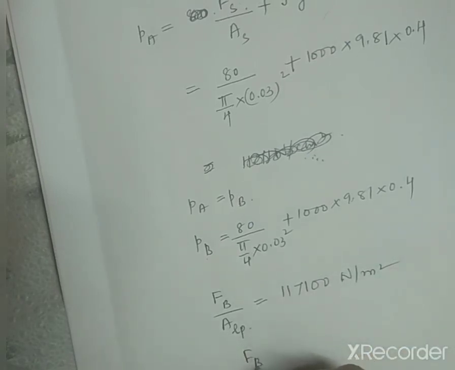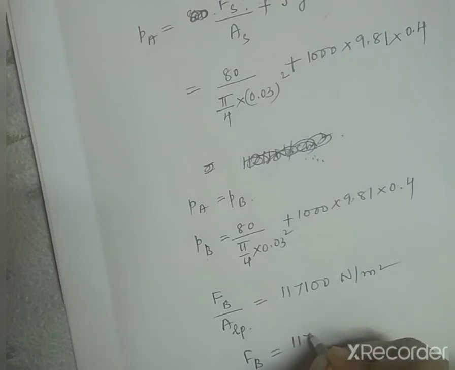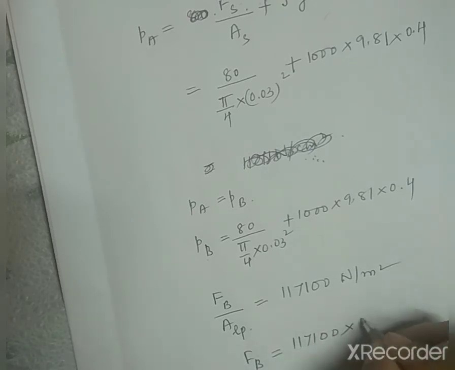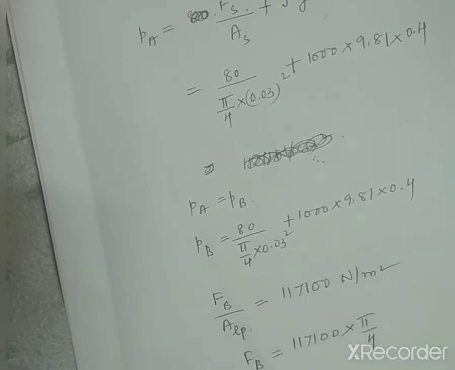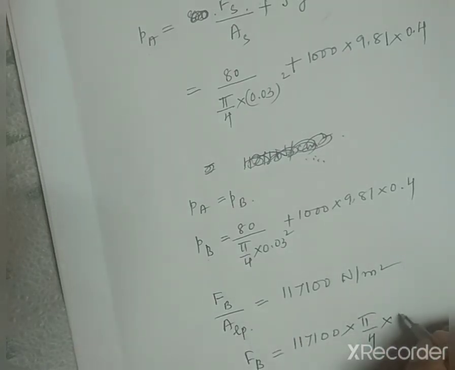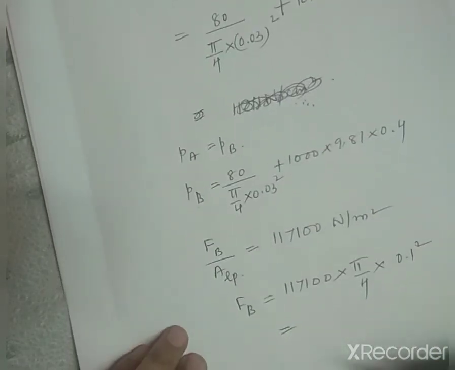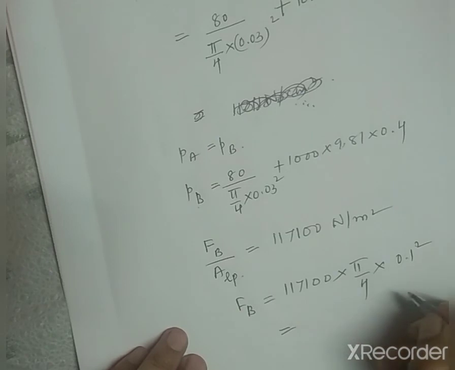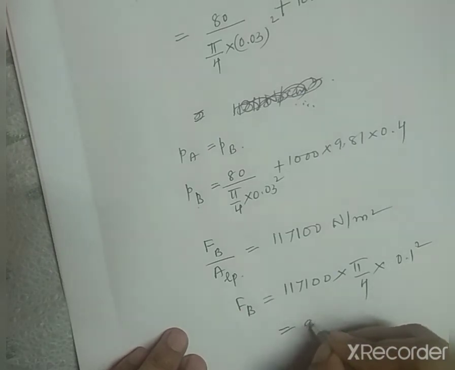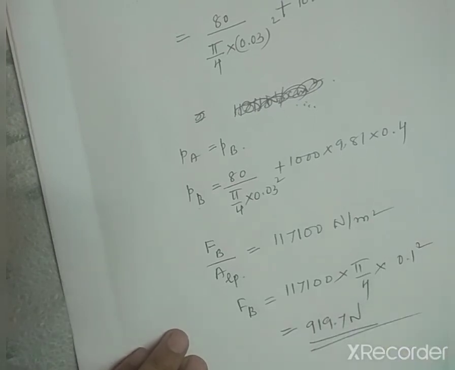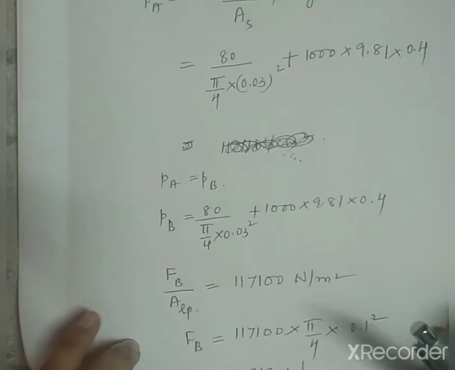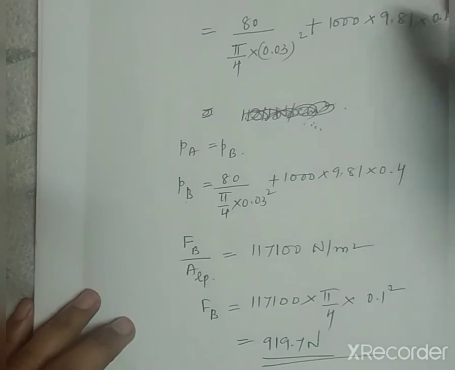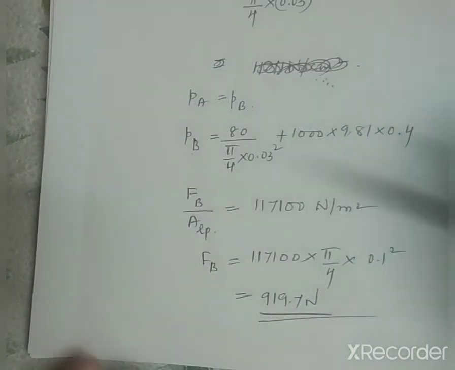And FB will be equal to 117100 into pi by 4. The area of the larger piston is equal to pi by 4 into 0.1 square. So you will get the answer here as around 919.7 Newton. I hope these problems are clear to you.